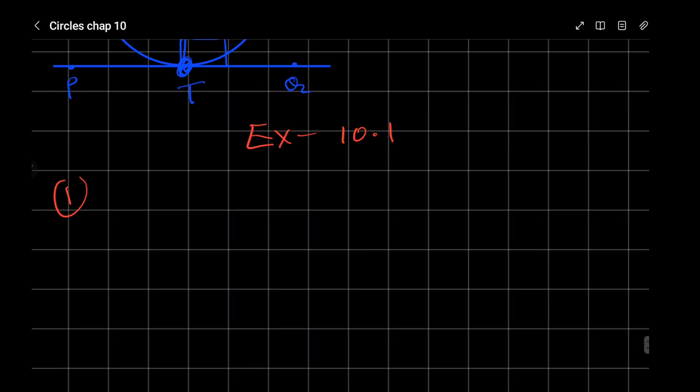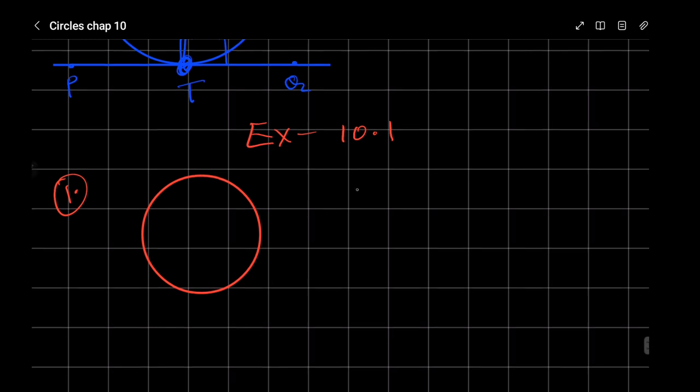The first question for exercise 10.1, question number 1: how many tangents can a circle have? Let us consider a little bit how many tangents a circle can have. You can pause the video and think about it, discuss with your friends, and try to come up with an answer. Okay, so now I will give the answer. Actually, a circle can have infinite number of tangents. So the answer is infinite.